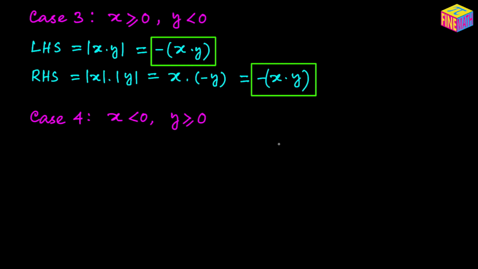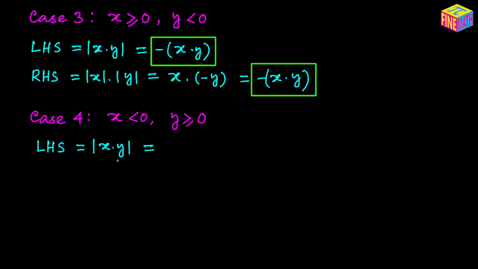Those are the four possible combinations of scenarios, right? So this is our final case here. x is negative and y is non-negative. Okay, now what would be the left hand side here? The left hand side is actually modulus of x times y. And if you think about it, here again we have x negative and y non-negative. Their product will definitely be negative.